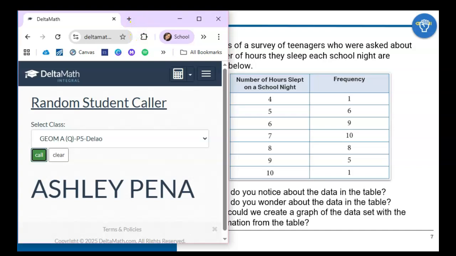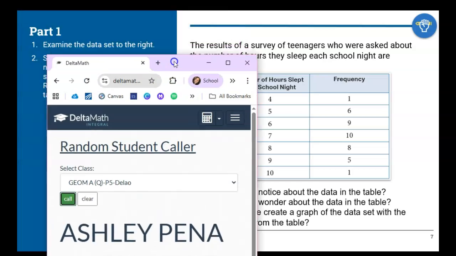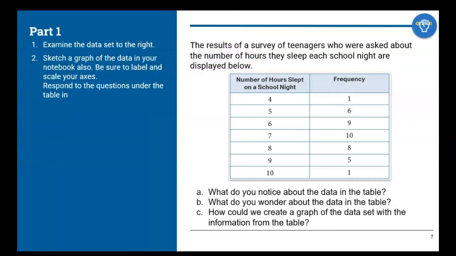Okay. Ashley's table. Where's Ashley? Oh. Ashley's table. What did y'all notice about the data? Ashley's table? Anybody? Yes. I can't hear Ashley's table's answer. Actually, we don't do the notice. Do the wonder. What did y'all wonder? I wonder why most students sleep between 6 to 8 hours.